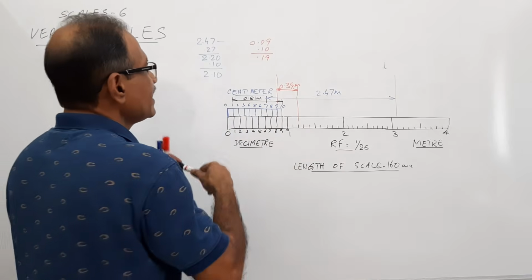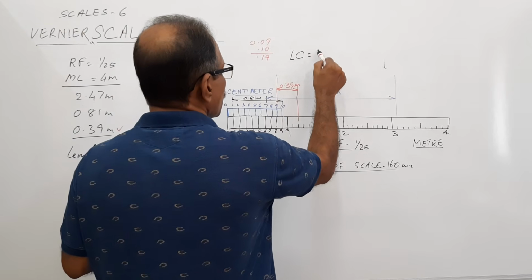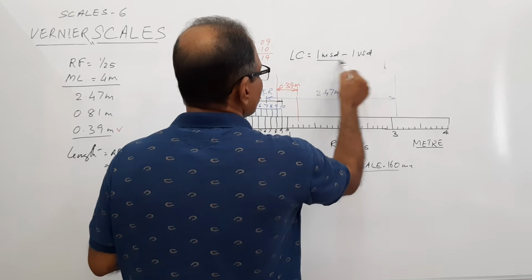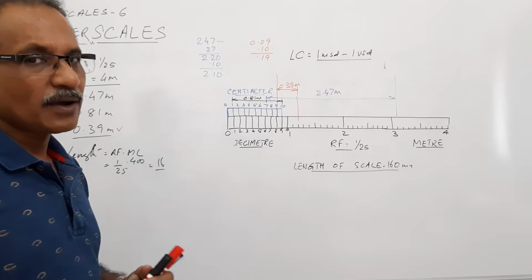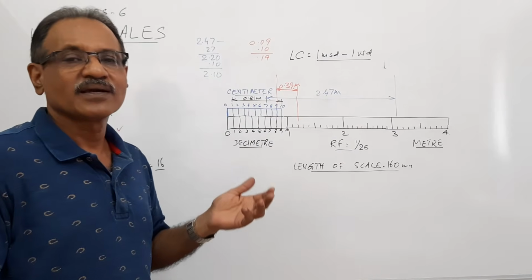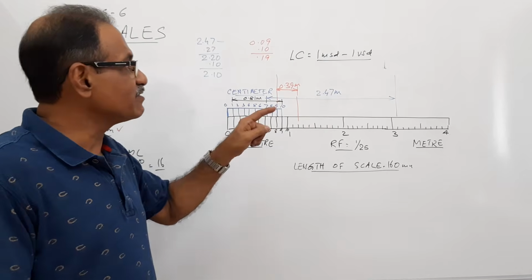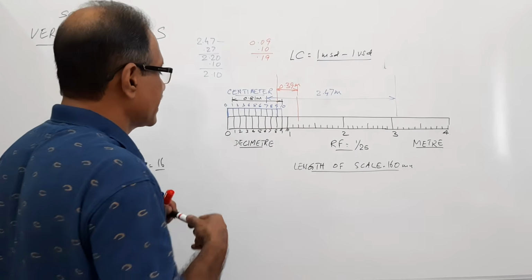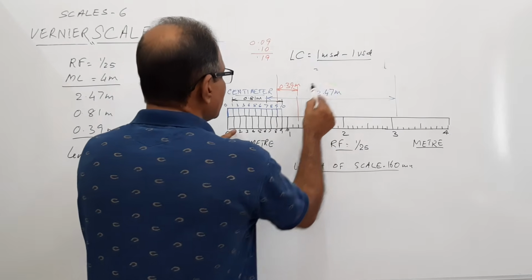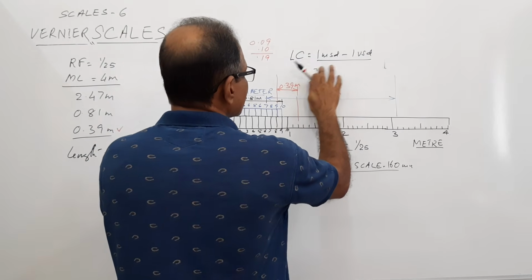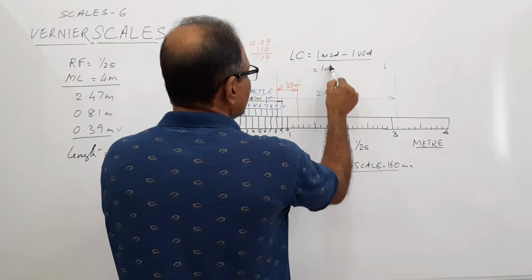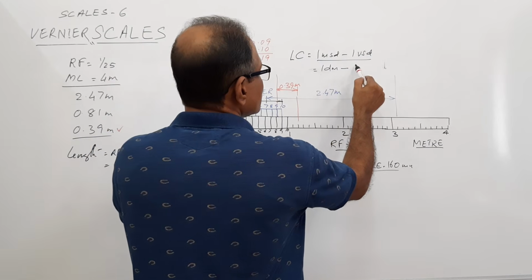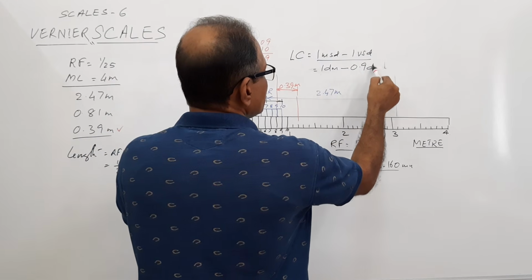And here, least count equals 1 main scale division minus 1 vernier scale division. Whereas, in the case of backward reading vernier, least count is 1 vernier scale division minus 1 main scale division. Here it is 1 main scale division minus 1 vernier scale division. What is the 1 main scale division? 1 decimeter, isn't it? What is vernier scale division? 0.9 decimeter, isn't it?